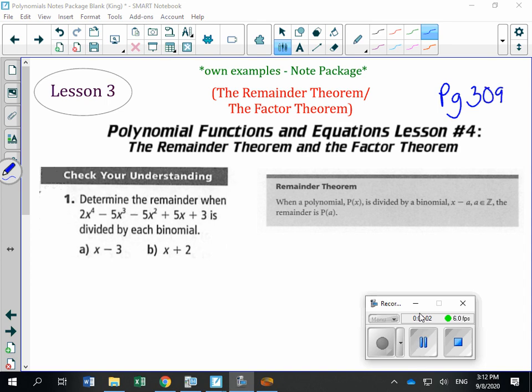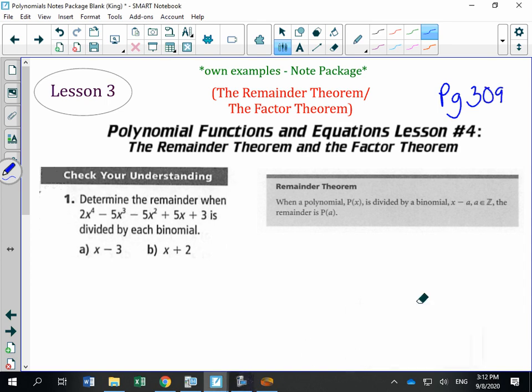Good morning, Math 30s. We are moving on to Lesson 4 in our unit on polynomial functions and equations. In Lesson 4, I'm going to introduce you to two new theorems, the Remainder Theorem and the Factor Theorem. This corresponds to page 309 in your student workbook.